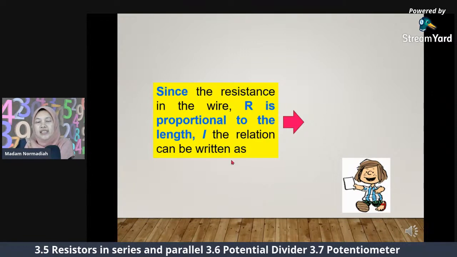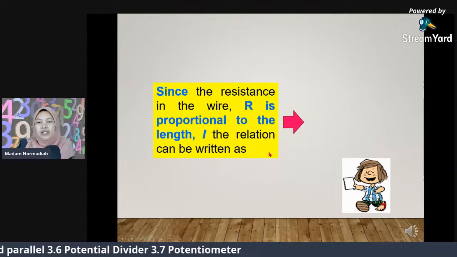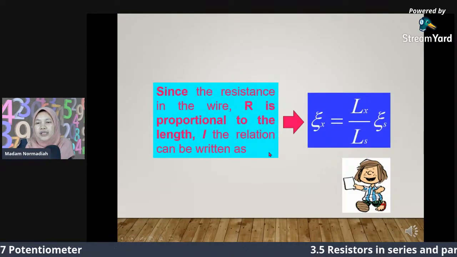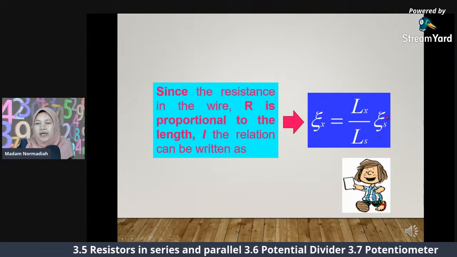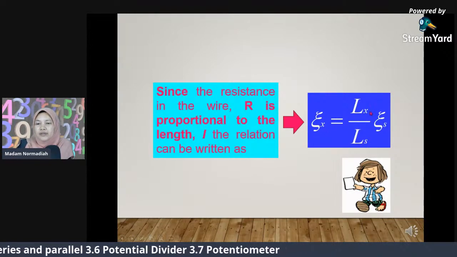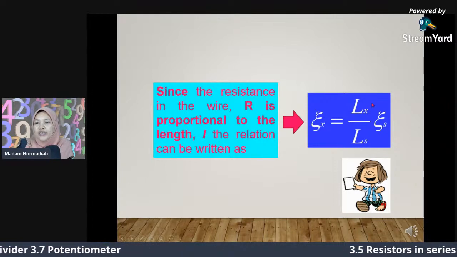Since the resistance in the wire R is directly proportional to the length, the relationship can be written as EMF X equals Lx over Ls times EMF S. Lx stands for the length along point AD.